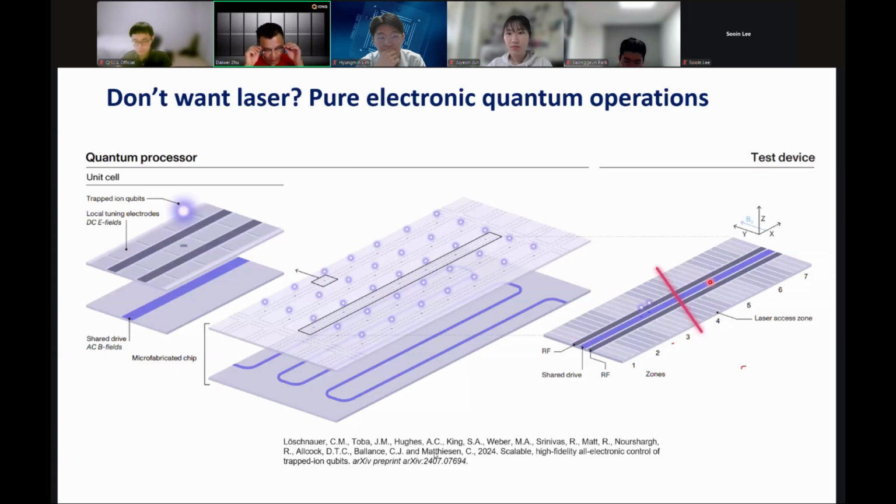So maybe let's talk more about future technologies, right? IonQ has been running laser-based ion gates. And I don't know if you heard, you probably heard IonQ recently acquired Oxford Ionics, which is a company focusing on doing pure electronic driven gates, right?